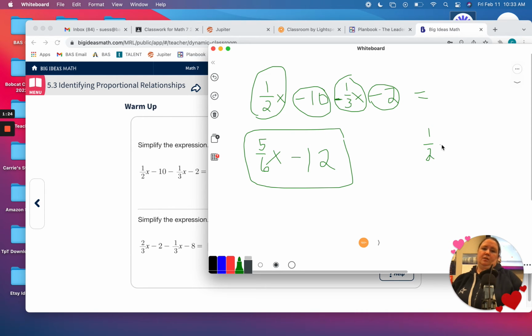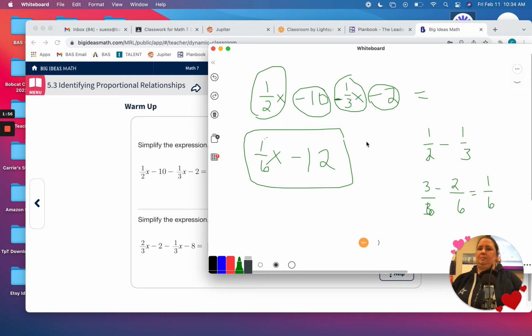1/2 minus 1/3. You need a common denominator, so 6 would be the common denominator. So this would be 3 over 6 and 2 over 6. 3 minus 2 is 1/6. How did you get 5/6? This is 1/6. Oh. Okay, the calculator. So try the second expression.